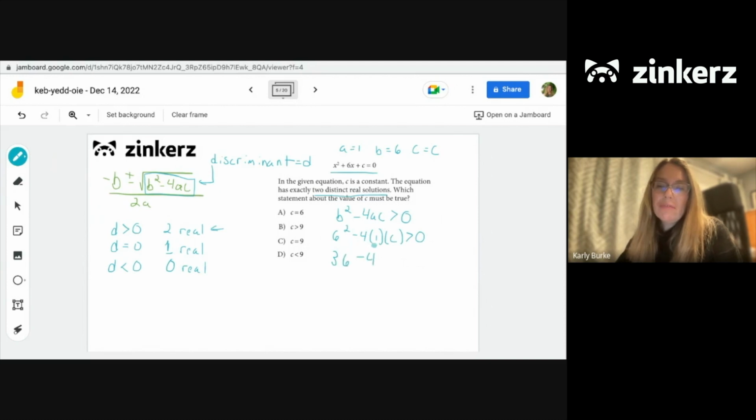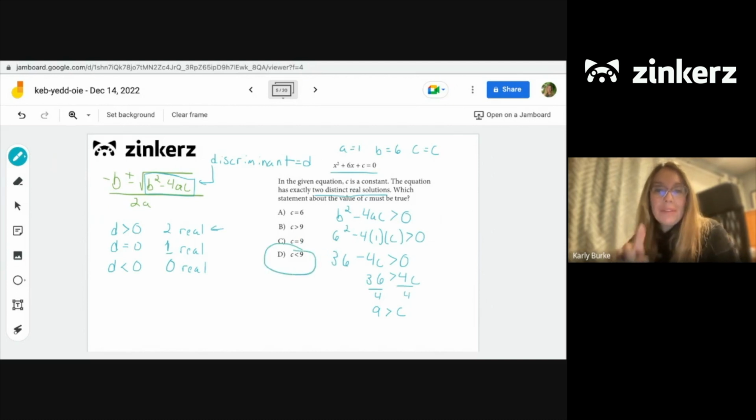36 minus 4c is greater than 0. 36 is greater than 4c. And dividing by 4, we end up with c has to be less than 9. So the answer is D.